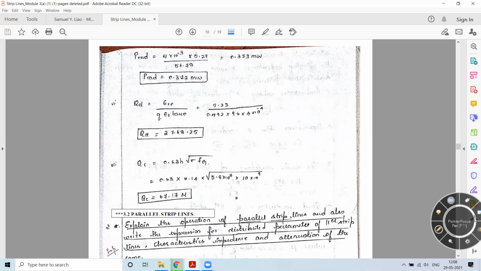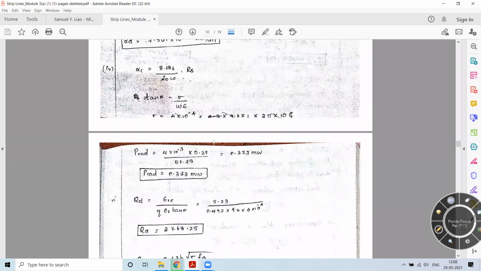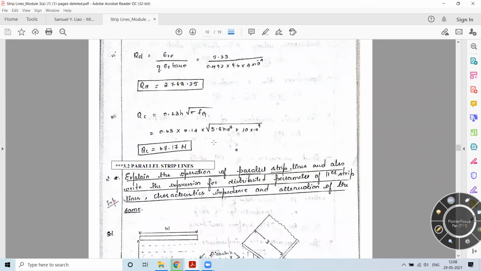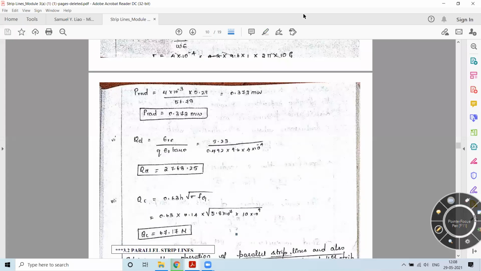So this is with respect to the microstrip lines and the strip lines. Next we'll be going ahead with the parallel strip lines. In the coming 4 sessions, we'll be discussing these parameters.